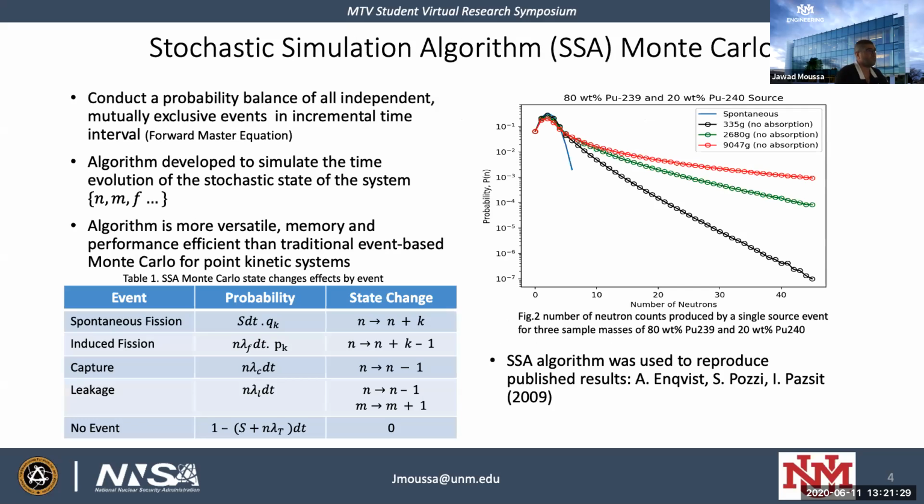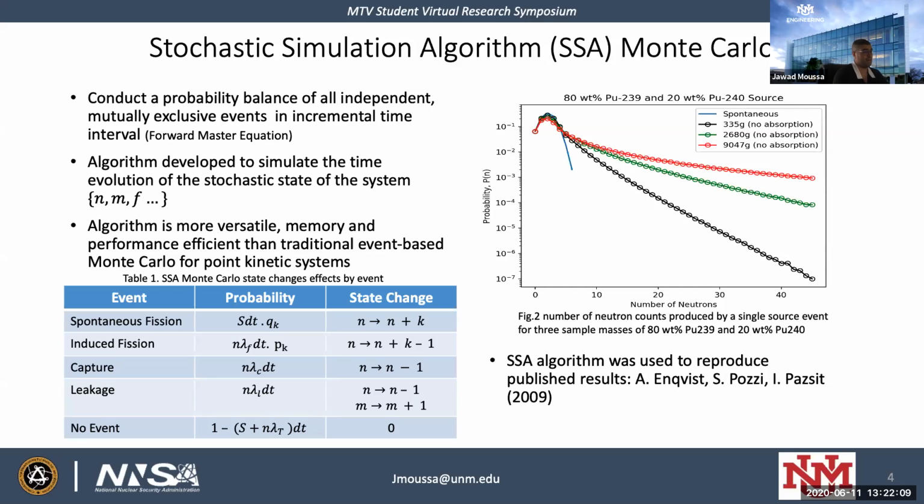The first thing we wanted to do was tackle the Monte Carlo approach. In order to do that, we had to take a look at the system from a fundamental standpoint and break it down to an event-by-event basis. So we started by conducting a probability balance of all independent and mutually exclusive events that a neutron can undergo in a specific time period. Developing this probability balance is a step towards deriving what's known as the forward master equation.